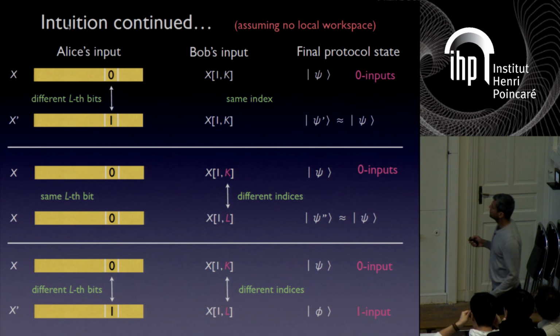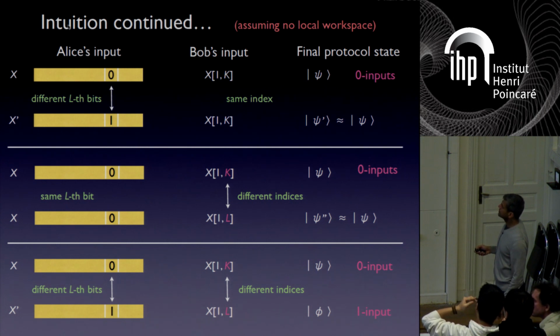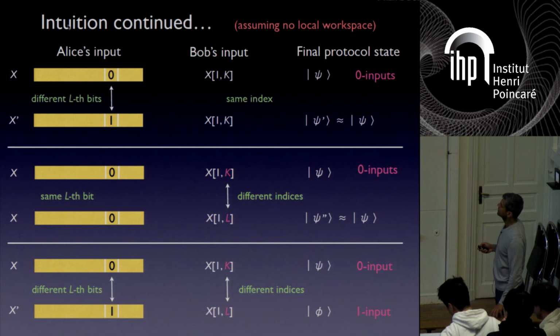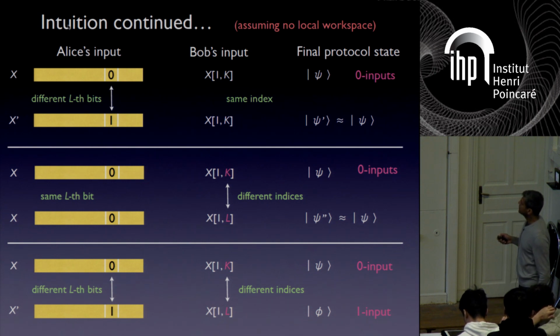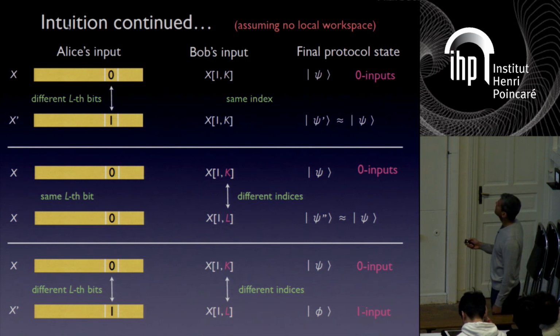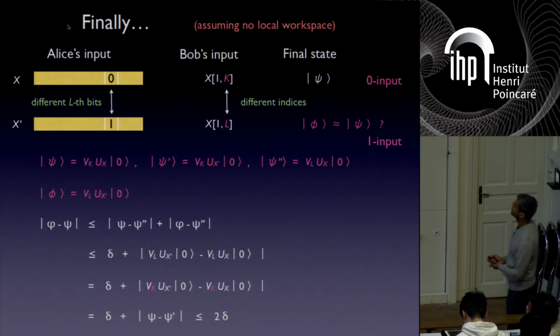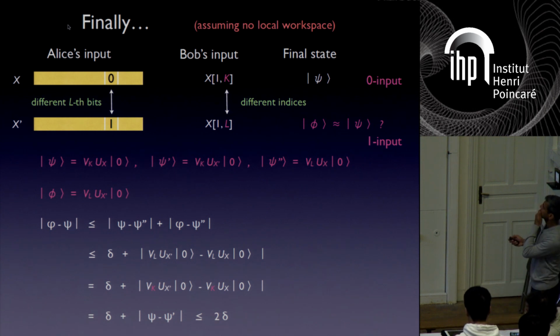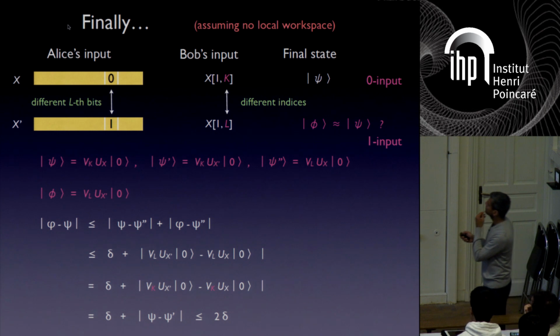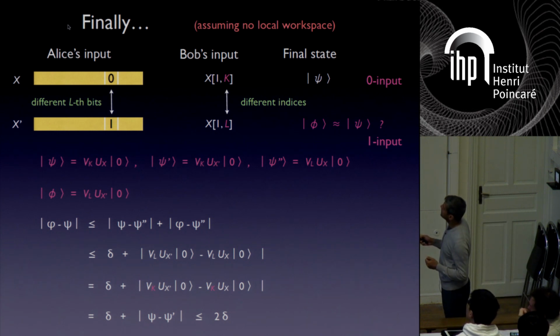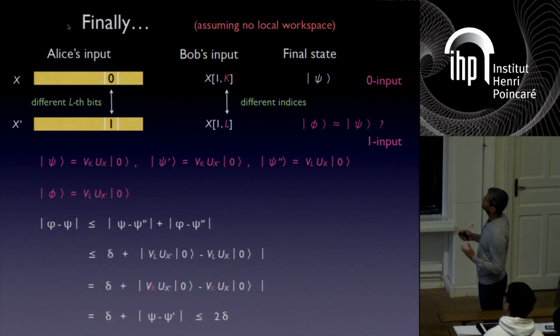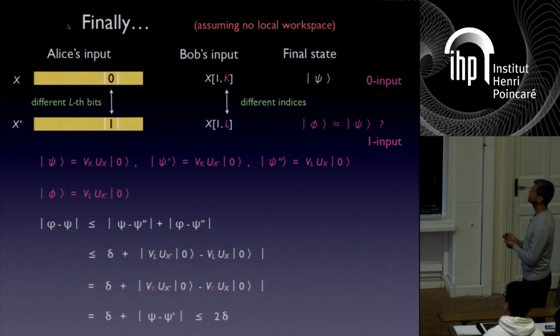Now, what we'd like to argue is that when we simultaneously switch Alice's input and Bob's input, from x to x prime and k to L, the final states still remain close to each other. And this is how we do that. So I have a sort of more detailed description of what the states look like, assuming there's no memory in the protocol.